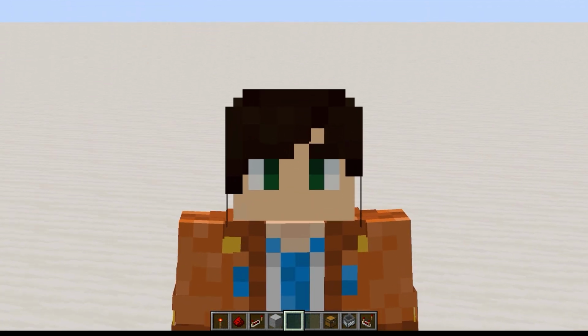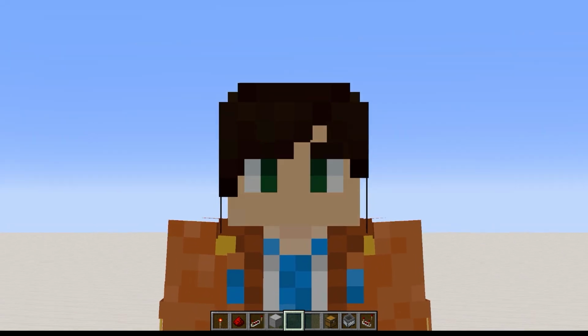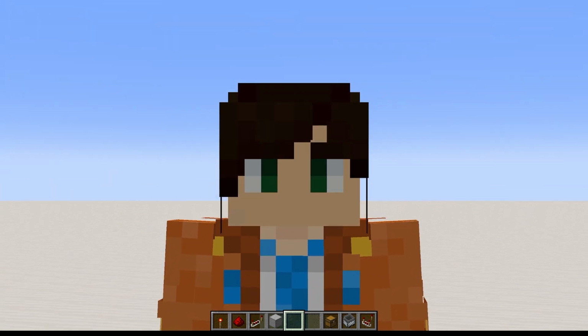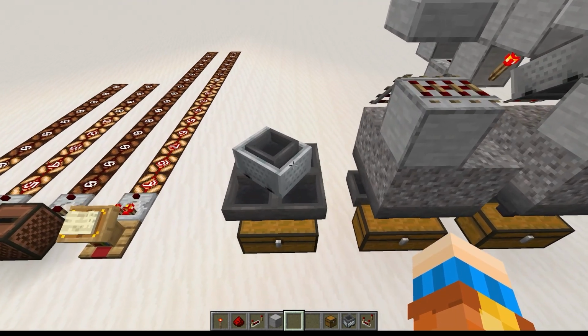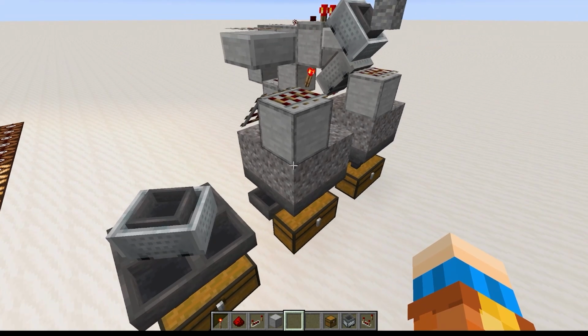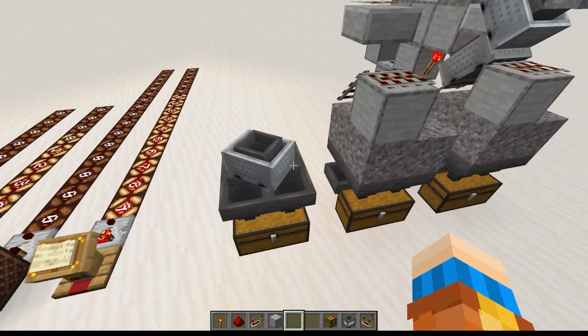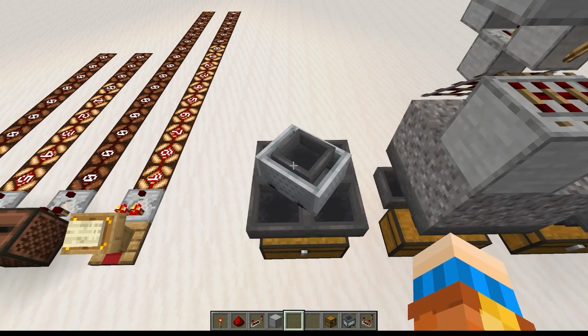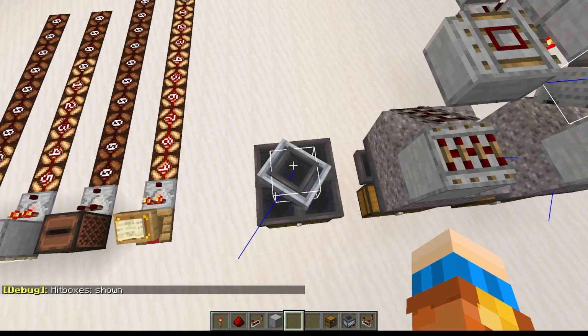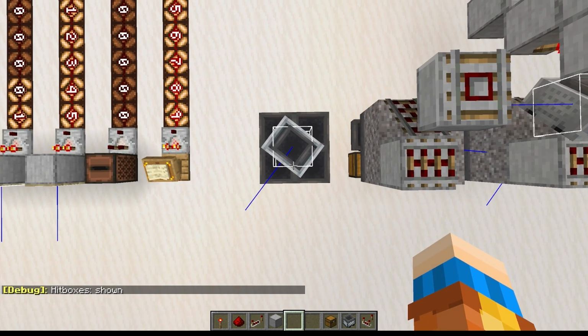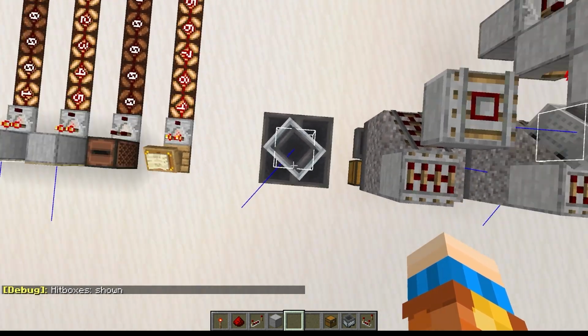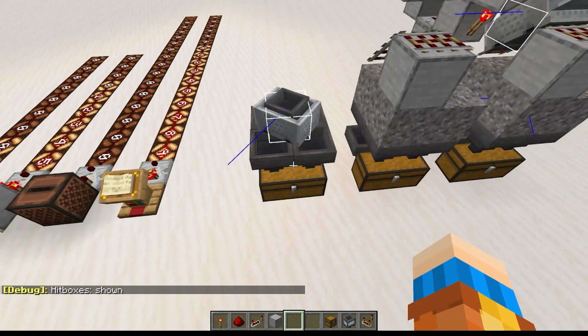There are only 3 basic differences between the hopper cart sorter and the Impulse SV sorter with overflow protection. The first is that we're using the gravel trick with a hopper cart again, to split the items across 4 regular hoppers. If I turn on bounding boxes with F3+B, you can see that the hopper cart's bounding box is over all 4 hoppers, meaning all 4 hoppers will pull from the hopper cart.